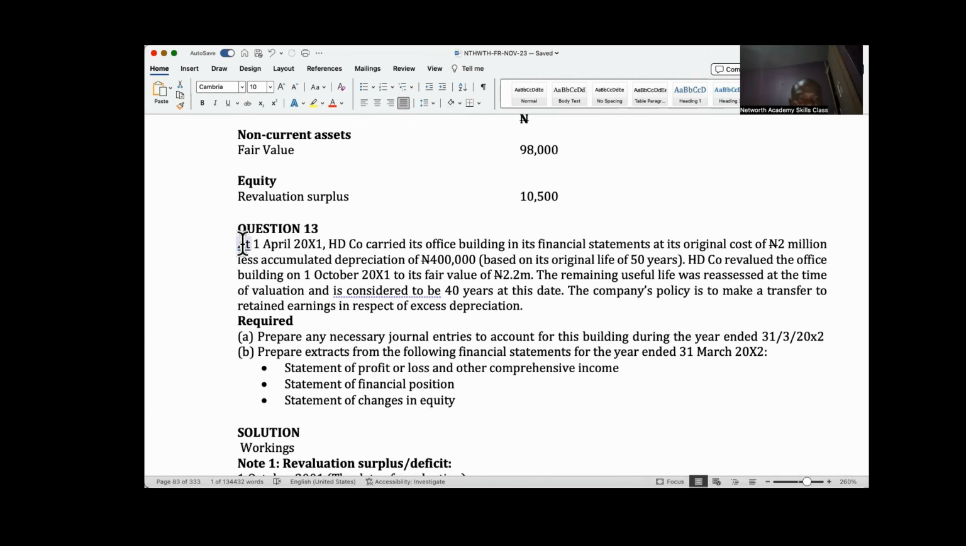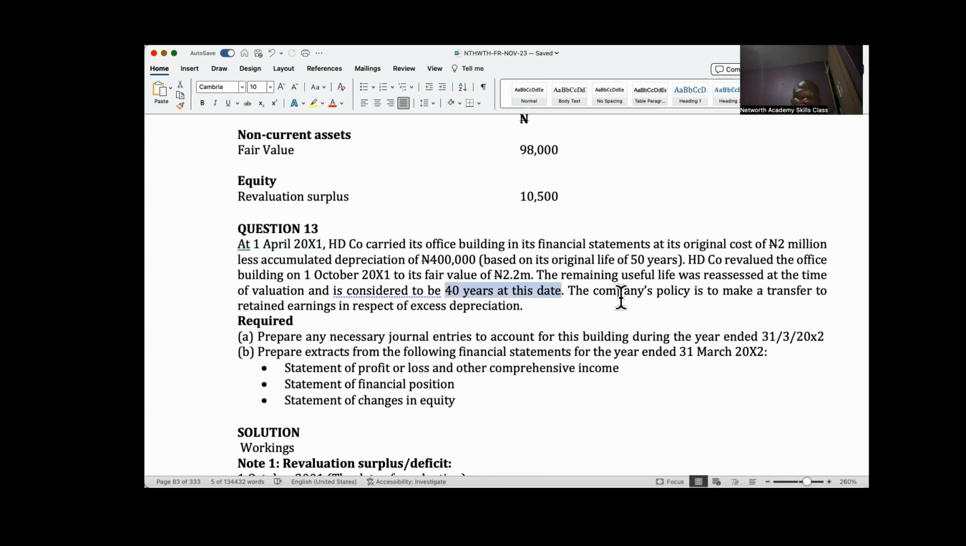So this says that at 1st April 2001, HD Co. carried its office building in its financial statements at its original cost of 2 million, less accumulated depreciation of 400, based on its original life of 50 years. HD Co. revalued the office building on 1st October 2001 to its fair value of 2.2 million. The remaining life was reassessed at the time of revaluation and is considered to be 40 years at this date.